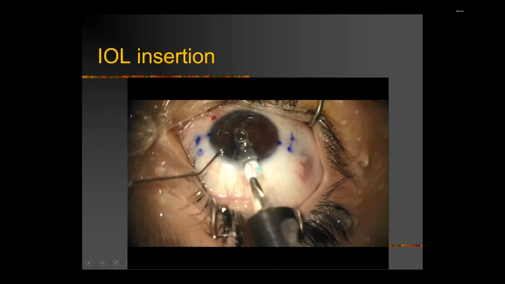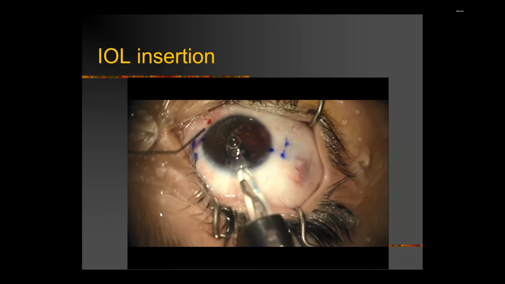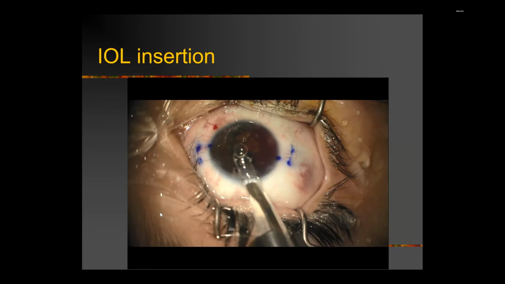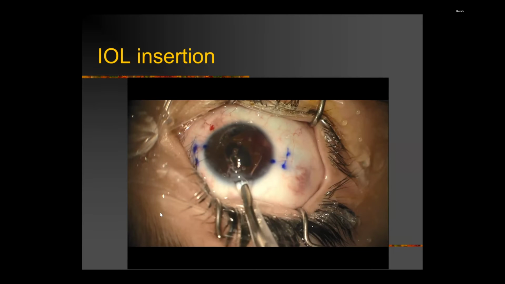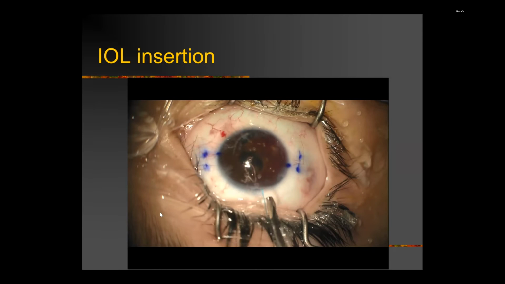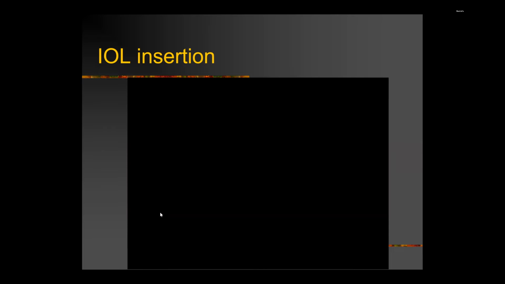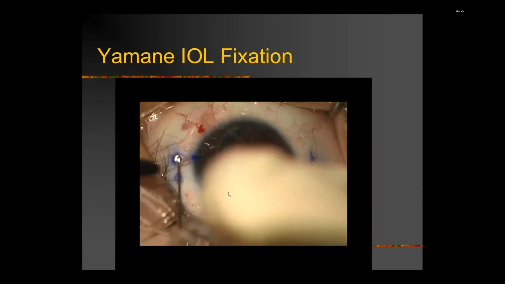Next step would be to insert the IOL through the main wound, and we use a 3-piece foldable IOL, either a thickness lens or an Alcon lens. This is an Alcon MA60 3-piece lens. As you can see, the lens is gently inserted into the anterior chamber and allowed to rest on the surface of the iris. The trailing haptic is left outside the eye, and this is the appearance as you can see at the end of the insertion.